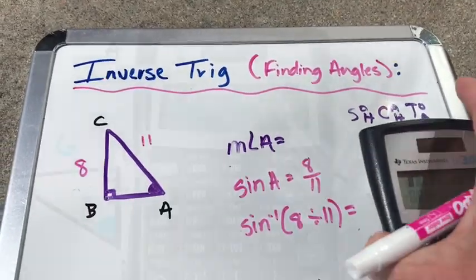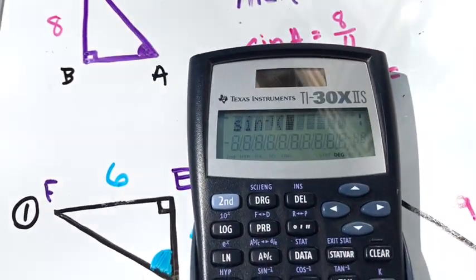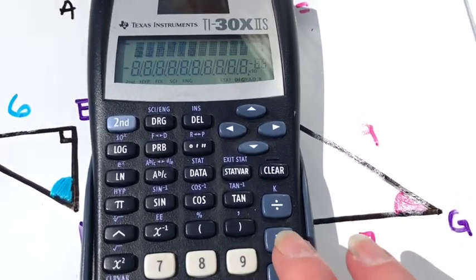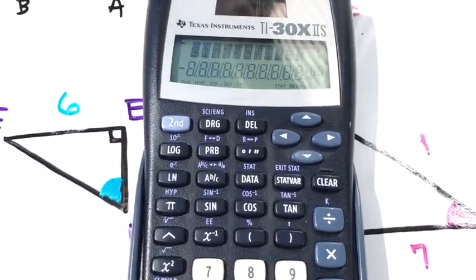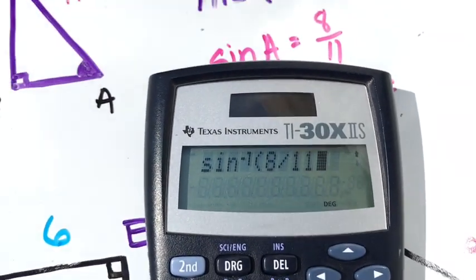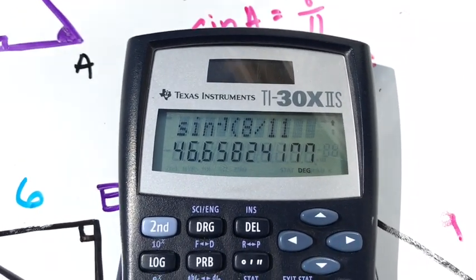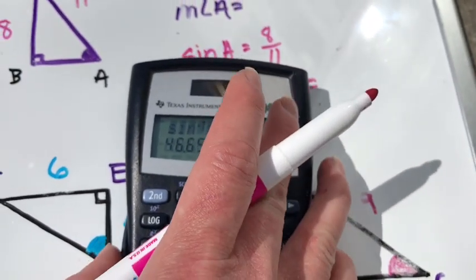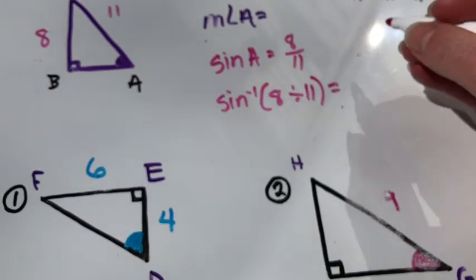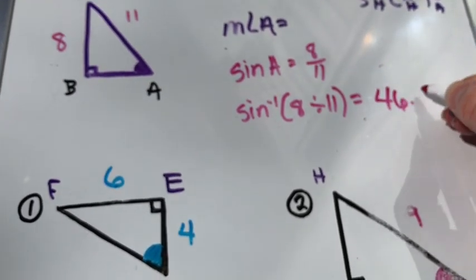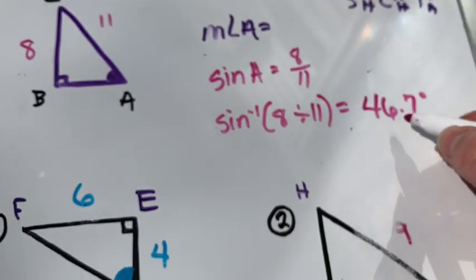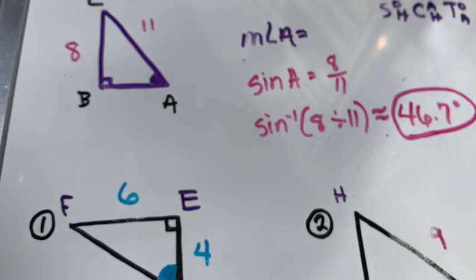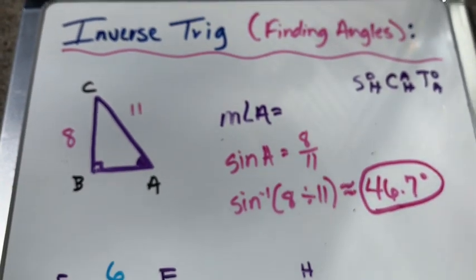I'm going to type that into the calculator. Second sine, so then it gives you a little -1, so that's the inverse sine, and then 8 divided by 11. All right, so there it is, and it looks like the angle is 46.658, yada yada yada. Okay, I'm just going to round that to the nearest tenth of a degree, so I'm going to say 46.7 degrees. A lot of times they'll even say round to the nearest degree. But it's approximately equal, make sure you have the squiggly equals, to 46.7 degrees.